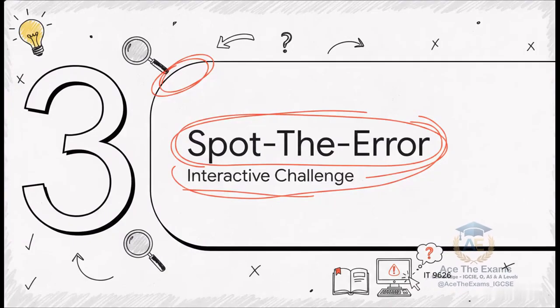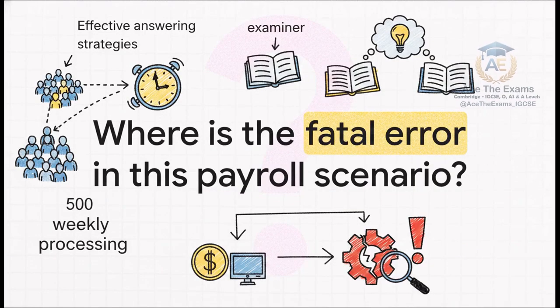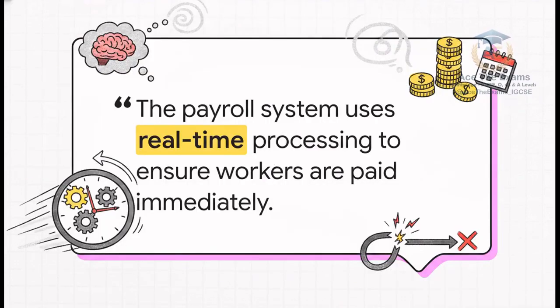Let's move to part 3, the interactive Spot the Error Challenge. Let's put this into practice right now. Picture this. You're facing an exam scenario about a company running a weekly payroll for its 500 employees. Your job is to explain the processing method to the examiner. Okay, so a student writes this answer. The payroll system uses real-time processing to ensure workers are paid immediately at the end of the week. I want you to pause for just a second, look closely at that wording, and try to predict exactly where the fatal technical error is.